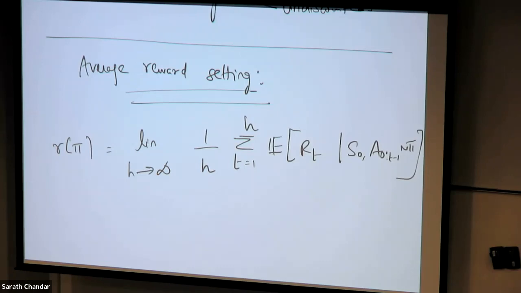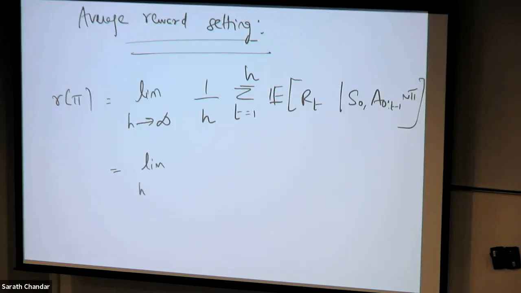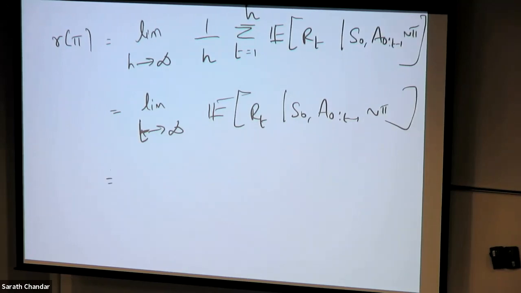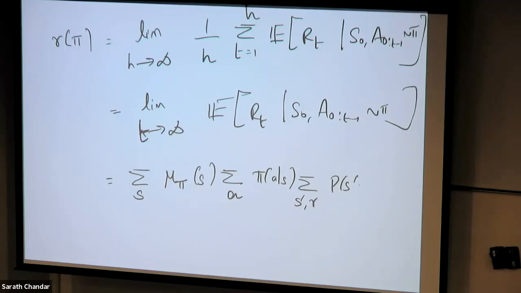Now you can approximate this as the limit t tending to infinity of the expected value of R_t given S_0, A_0 to t minus 1. Now I can expand this expectation. This is basically summation over all possible states of the probability of visiting this state in the long run. We're going to introduce this new thing, mu pi of s. Then summation over all possible actions from the state, summation over all possible next states and rewards, probability of s dash, r given s, a, times r. So this whole thing is the expected reward. Is that clear? Now what is this mu pi of s?